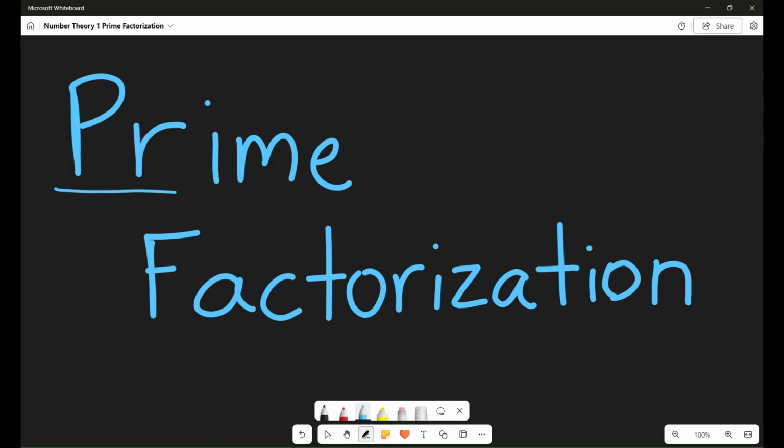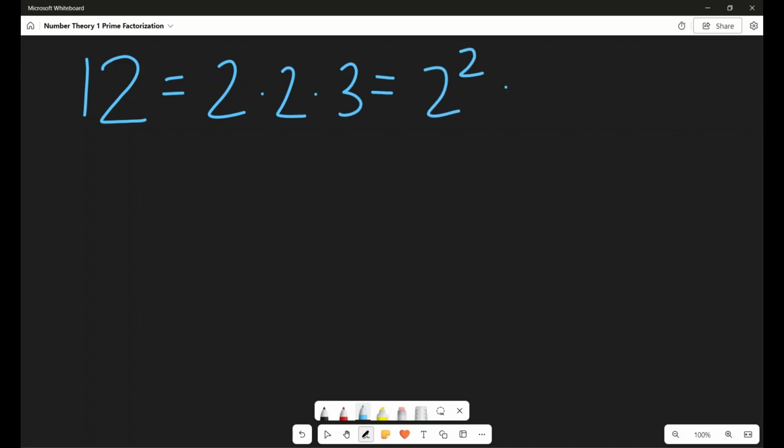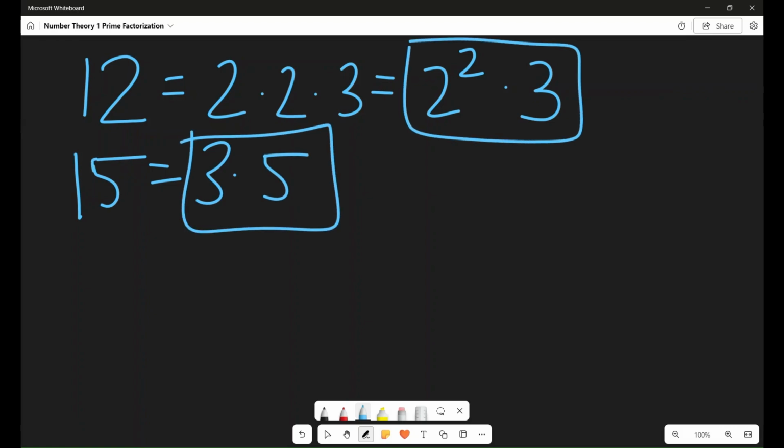Today, we are going to be discussing prime factorization, which is an area in number theory. So, before we start with any problems, let's just get a general idea for this topic. What is prime factorization? Well, every positive integer, you can split it up into the product of multiple primes. For example, we can write 12 as 2 times 2 times 3, or 2 squared times 3. Or you could write 15 as 3 times 5. Both of those are examples of prime factorization.